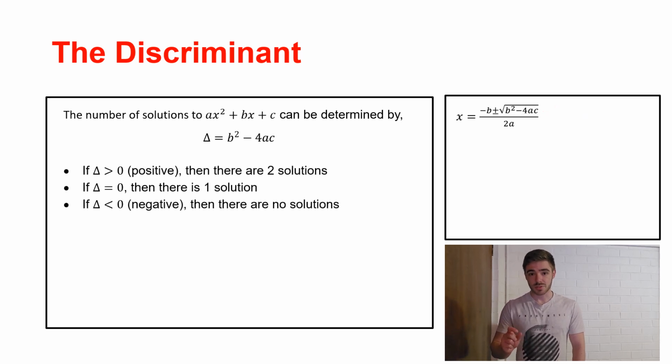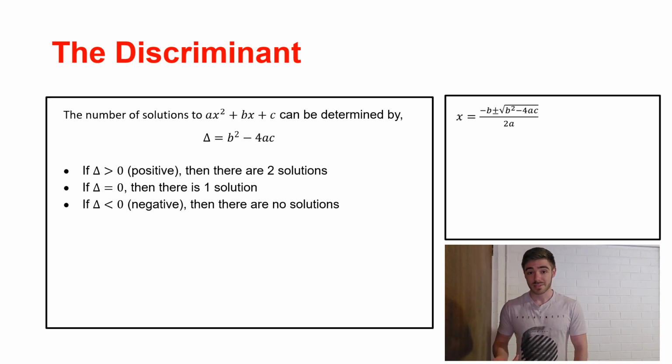The first is when the discriminant is positive or greater than 0, in which case we have two solutions. The second is when the discriminant is equal to 0, in which case you have one solution. And the last scenario is when the discriminant is negative, and in this case you have no solutions.